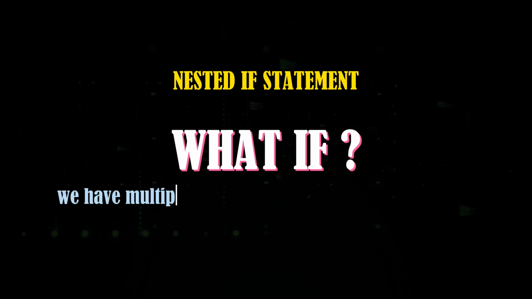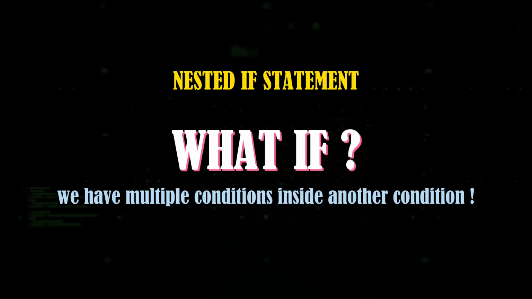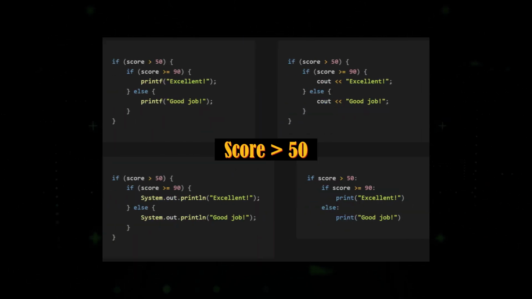Nested if statement. What if we have multiple conditions inside another condition? That's where nested if statements come into play. Here, if the score is above 50, it checks again whether the score is 90 or more. If it is, the message excellent is displayed, otherwise, it shows good job.